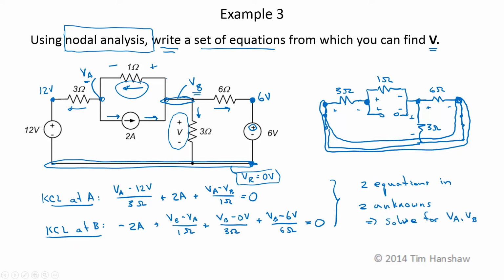Now I need to write an equation from which I can find the voltage V from these node voltages. V is the voltage across the 3 ohm resistor, with the upper terminal being assumed to be the positive terminal. The upper terminal is at a node voltage of VB, the lower terminal at a node voltage of 0. So V is equal to VB minus 0 volts. There's my third equation. 3 equations, 3 unknowns. I can solve those for V.